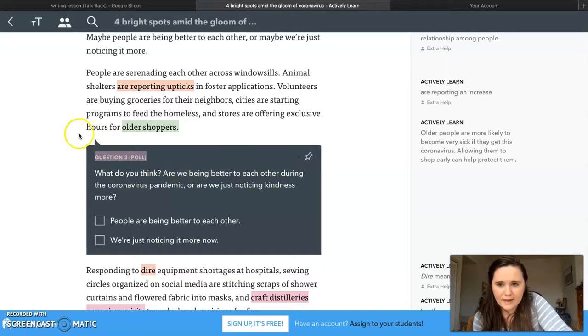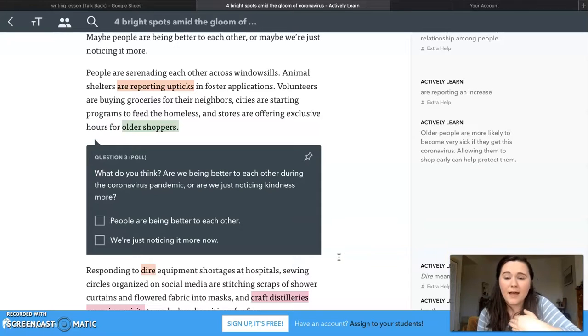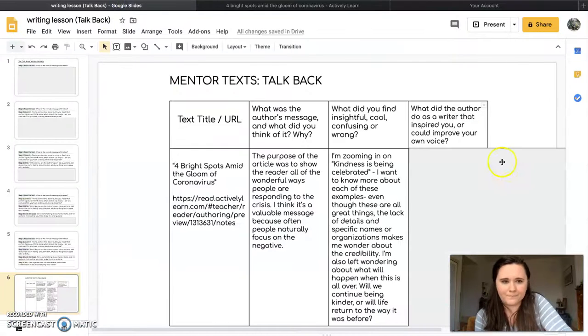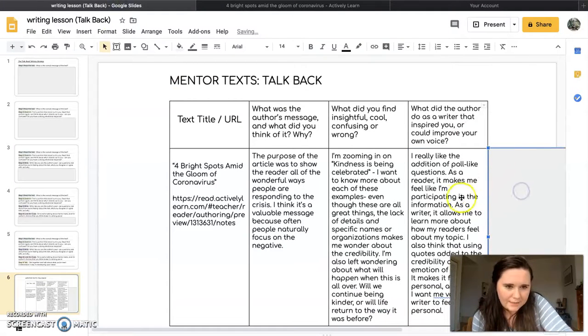I think that having something like this in my webpage or in my blog post would be really valuable because as a reader, I like feeling like the writer cares about my opinion. And as a writer, I think it would be really cool to know how my audience feels about my topic. So I made sure to write that down here.